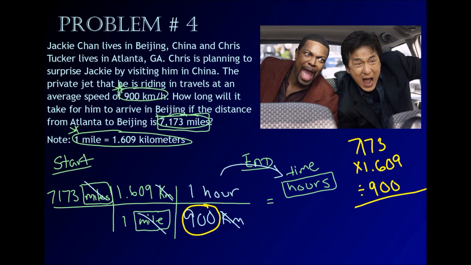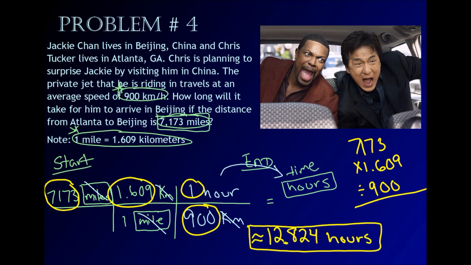So in this case, we're going to multiply 7,173 times 1.609 times 1, divide that by 1 and 900, and we should get approximately 12.824 hours.